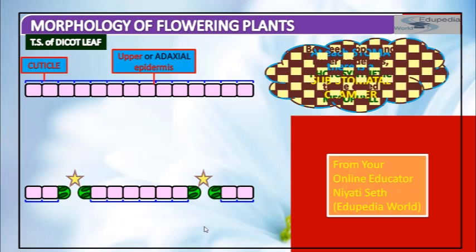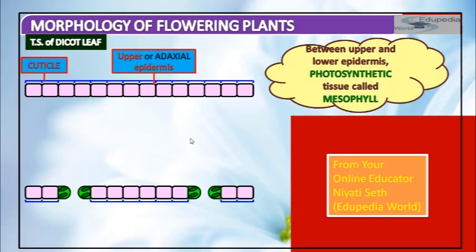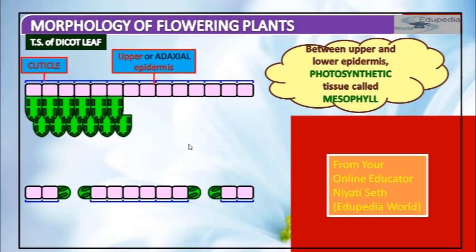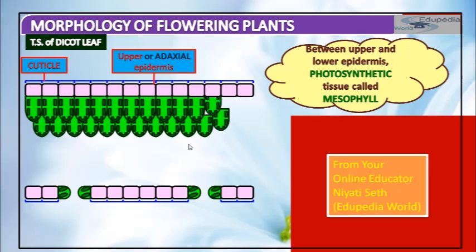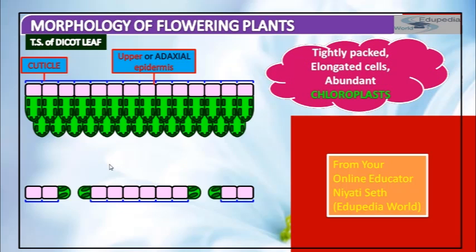Between the upper and lower epidermis, photosynthetic tissue, which we call mesophyll, is present. See, this is mesophyll. Students, mesophyll is a ground tissue that occurs between the two epidermal layers. They are tightly packed, elongated cells and they have abundant chloroplast in them. It is exclusively composed of parenchyma cells. The mesophyll is characteristically differentiated into two regions, namely upper palisade parenchyma and lower spongy parenchyma.